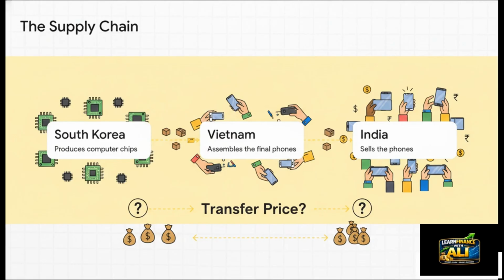Imagine a massive cell phone manufacturer. Step 1. They produce computer chips in South Korea. Step 2. They ship those chips over to a subsidiary in Vietnam where the final phones are actually assembled. Step 3. Those assembled phones are shipped to a branch in India to be sold to consumers. And if you're curious, this exact supply chain mirrors what tech giants like Samsung do. But here's the million-dollar question. When that South Korean branch sends those chips to the Vietnamese branch, what price do they charge?